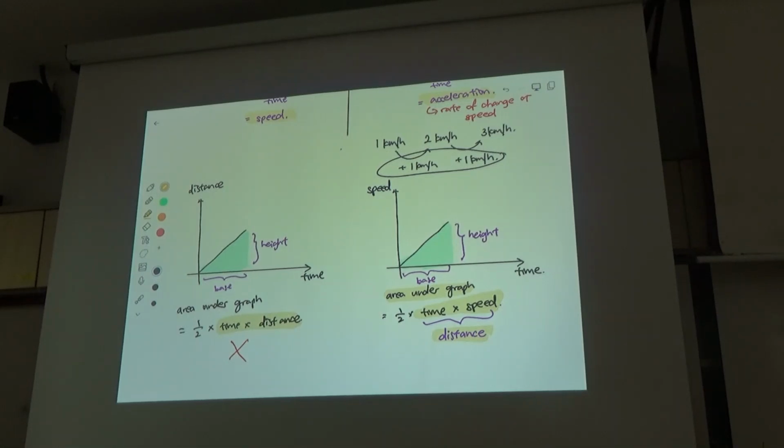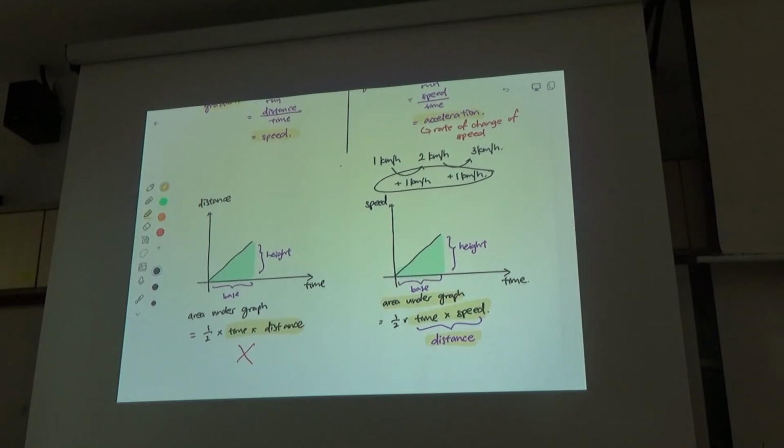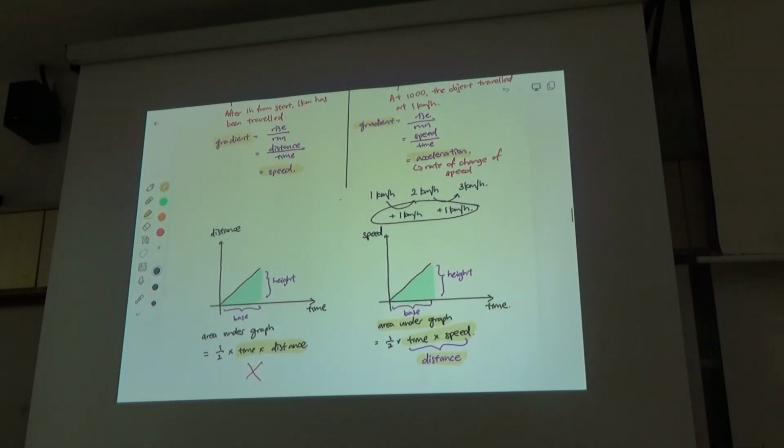So what I have shown over here in comparison between your distance time and your speed time graph is that in the distance time graph, so if I was to zoom out, the gradient tells us speed. Then for our speed time graph, the gradient tells us acceleration. Area under the graph of a distance time graph tells us nothing, while the area under graph for speed time graph tells us distance. So we need to be clear about that.